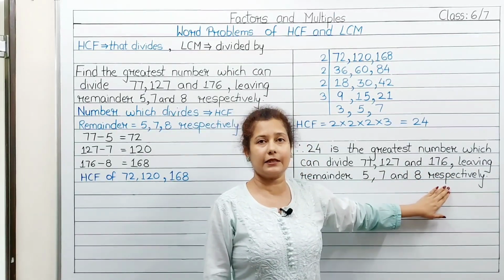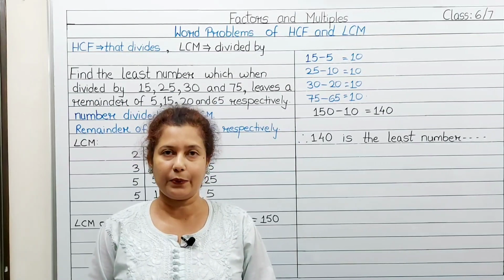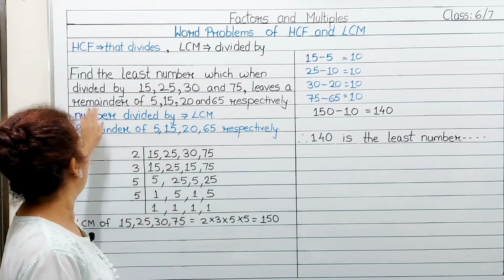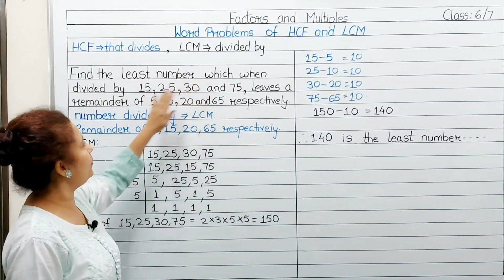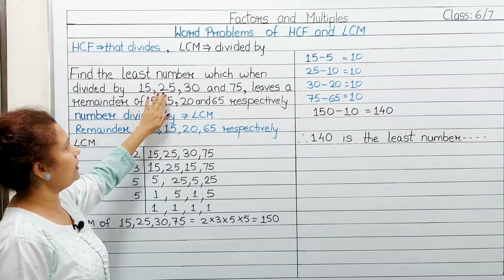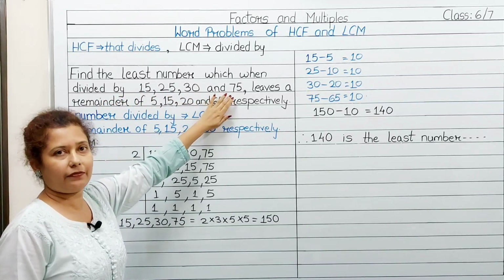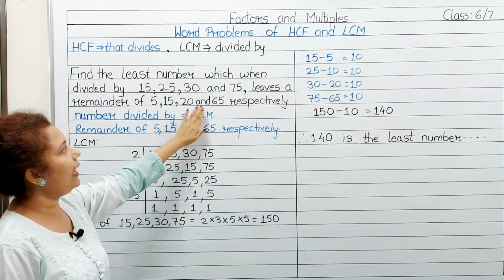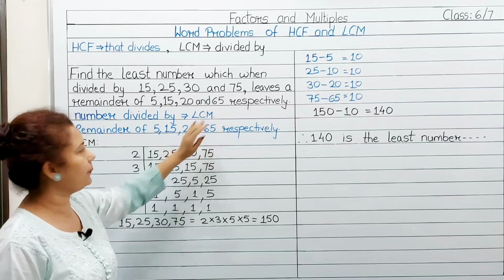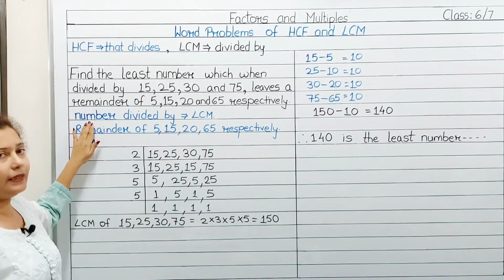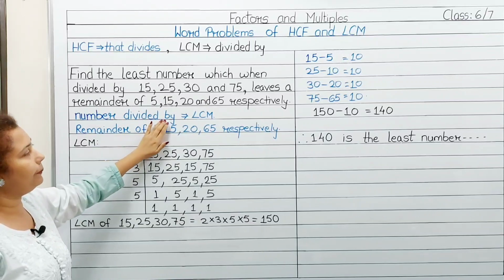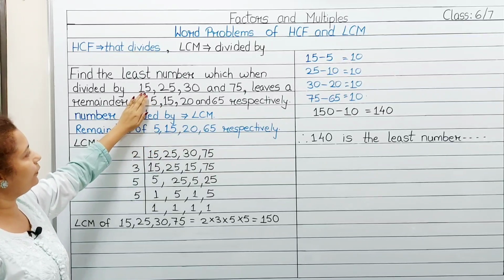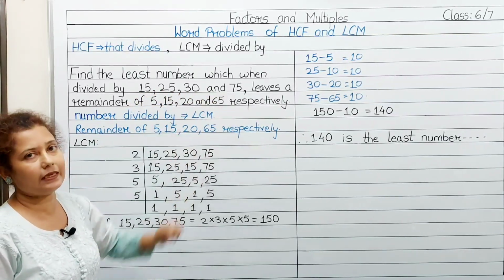One more type of sum which is slightly different from the previous sums we have done. Find the least number which when divided by 15, 25, 30 and 75 leaves a remainder of 5, 15, 20 and 65 respectively. The keywords are number divided by. So here we have to find LCM. LCM of 15, 25, 30 and 75.